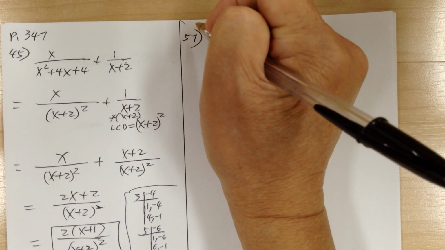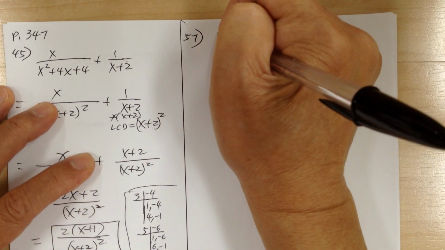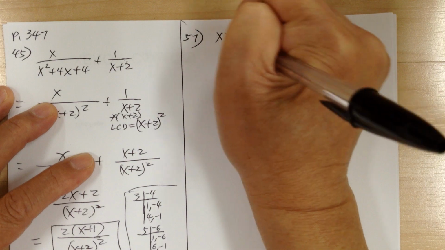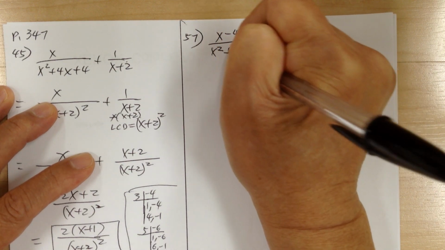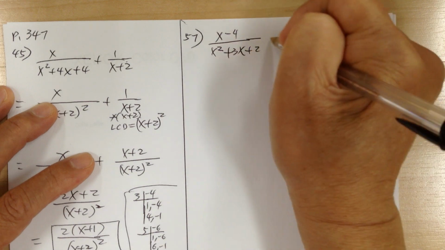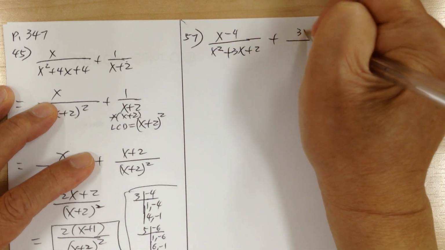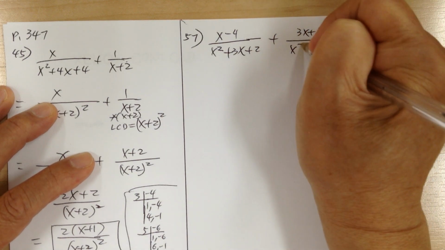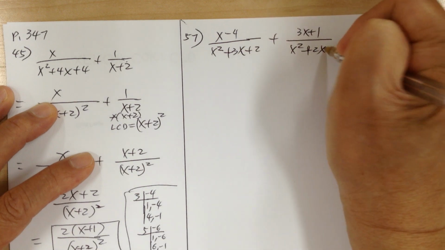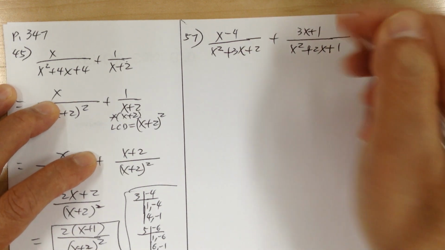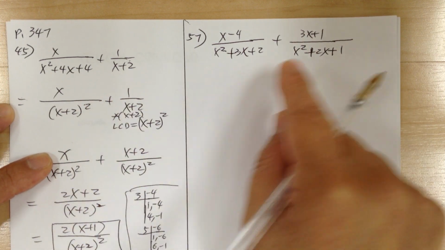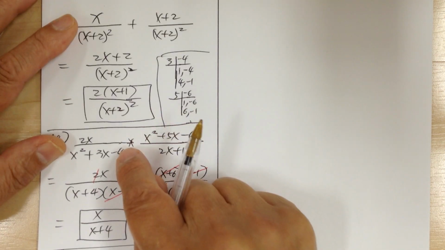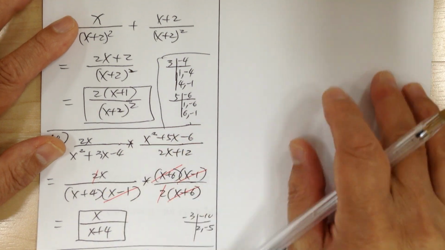Okay, let's go to 57. Here you have (x minus 4) over (x squared plus 3x plus 2) plus (3x plus 1) over (x squared plus 2x plus 1). Okay, now addition is going to be more complicated, so you have to do it like this over here to get your LCD. If it's multiplication or division, you can just go and cancel things out.